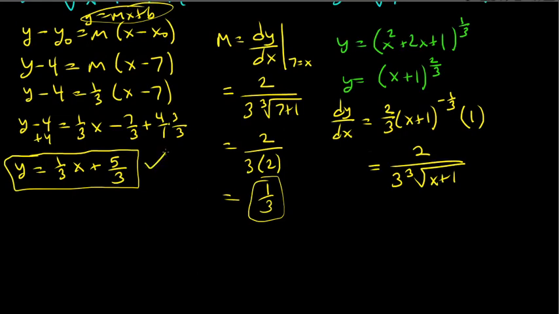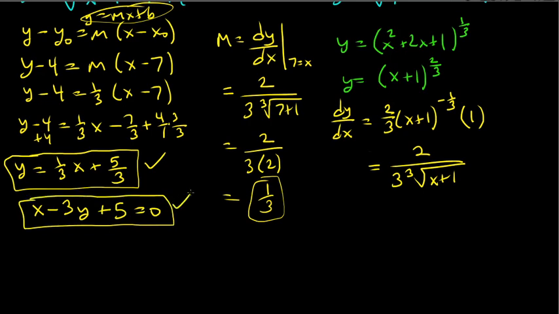And again, I prefer writing it this way. In the textbook, the answer key might write it this way: x minus 3y plus 5 equals 0. So of course I would accept that too. It's the same equation, just written in a different way, standard format there.